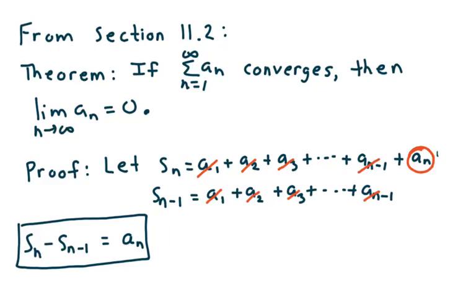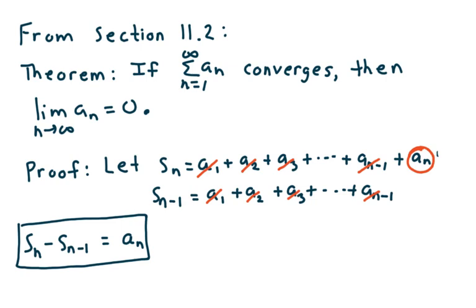This is a video from section 11.2 in a Calculus 2 class. Let's look at the following theorem. If the summation from n equal 1 to infinity of a sub n converges, then the limit as n goes to infinity of a sub n is equal to 0. Let's look at the proof.